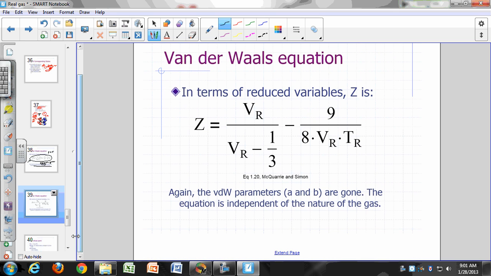And in fact, in terms of reduced variables, you can show that the compression factor is just equal to the reduced volume divided by reduced volume minus 1/3, minus 9 over 8 times reduced volume times reduced temperature for a van der Waals gas. And again, you can see they all have the same Z. It doesn't matter what A and B are. If two gases obey the van der Waals equation, at corresponding states, those two samples of gases will have the same Z.